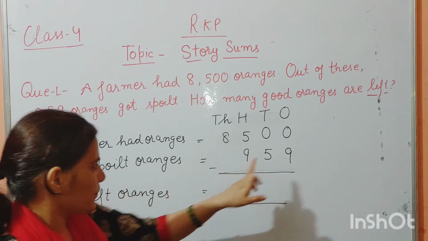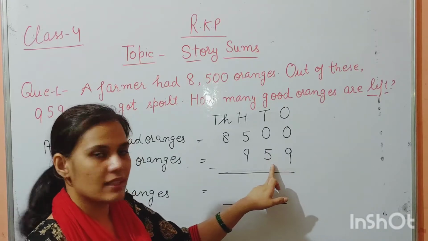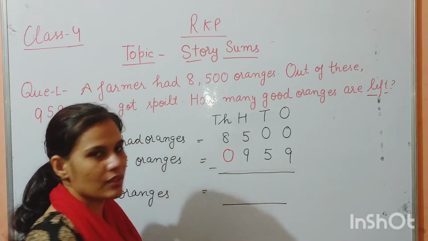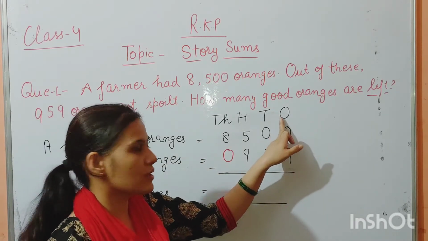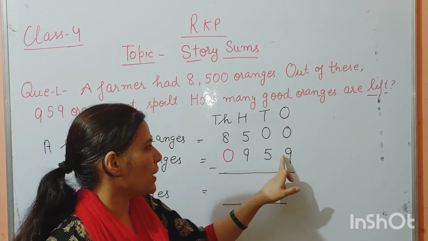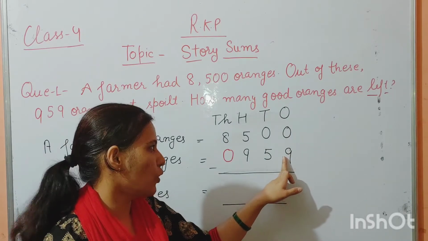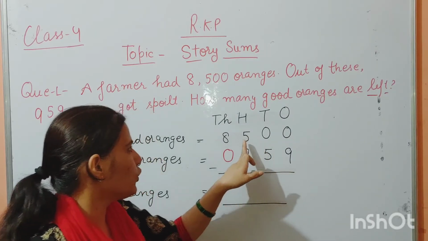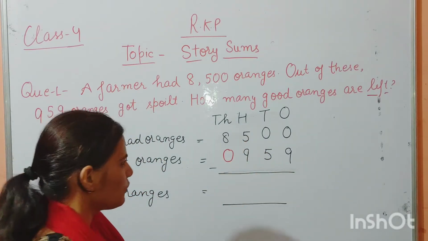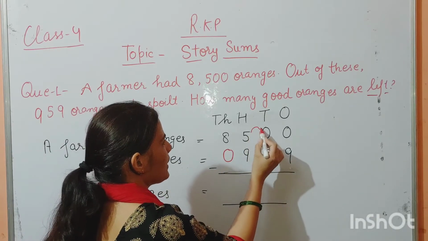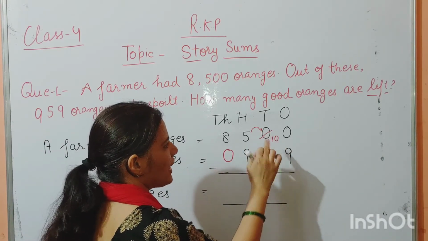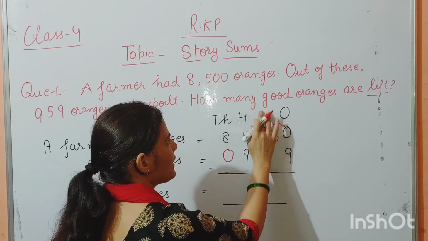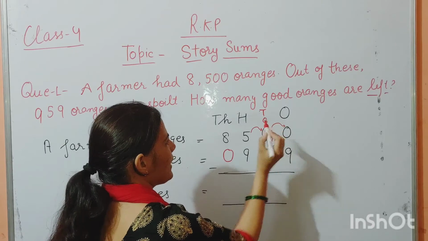And subtract. This is a 4-digit number and this is a 3-digit number. So first of all make this a 4-digit number by putting 0 here. And start subtraction from the ones place. 0 minus 9. Can you subtract 9 from 0? No. So you have to borrow from the tens place, but it is also 0. So you will have to go to the hundreds place. When you borrow from the hundreds place, it becomes 10. Okay, and when you borrow from the tens place, it becomes 9. So you will write 9 here.